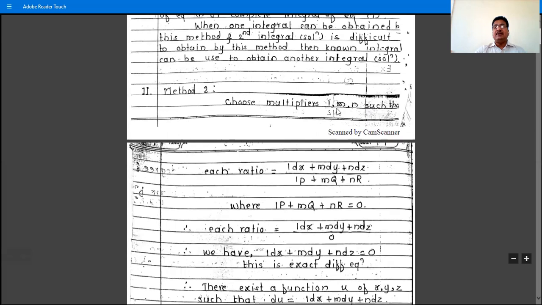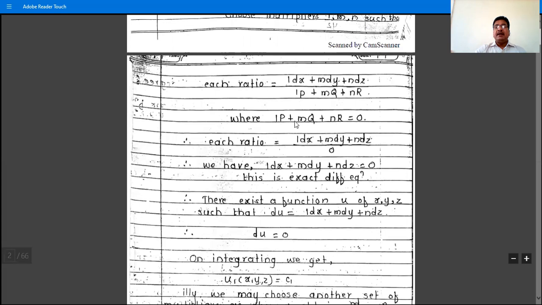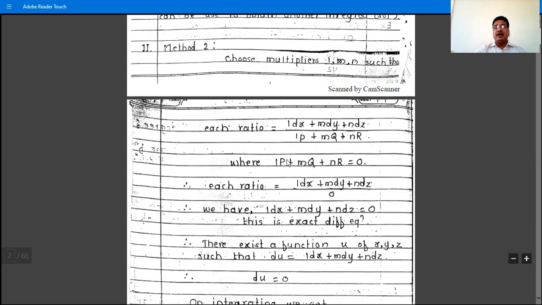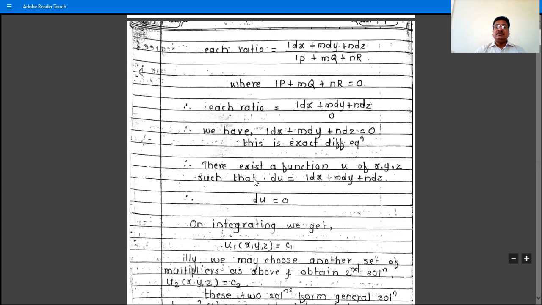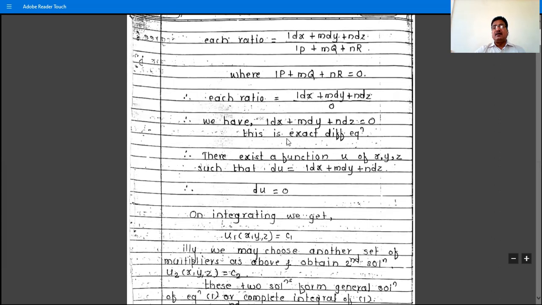Obviously these L, M, N are functions of x, y, z, or constants. Using these L, M, N, we have LP plus MQ plus NR equal to 0. If this happens, then each ratio is equal to L dx plus M dy plus N dz divided by 0, which means L dx plus M dy plus N dz is equal to 0. And this is an exact differential equation.